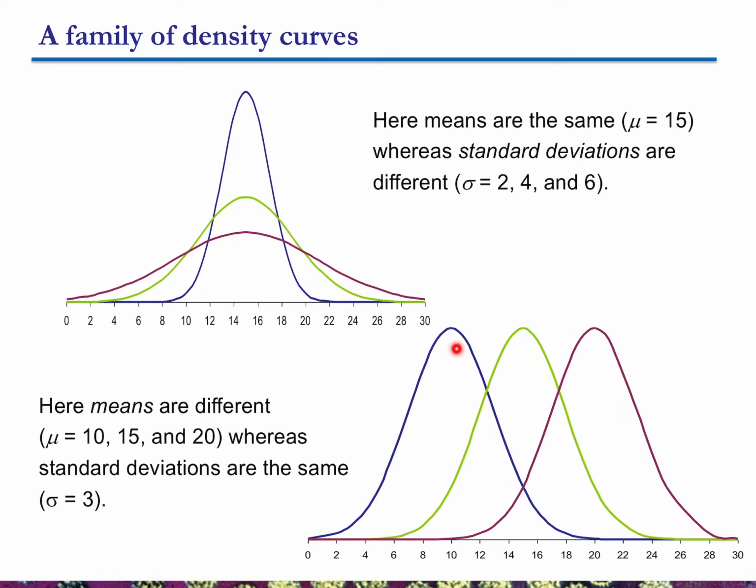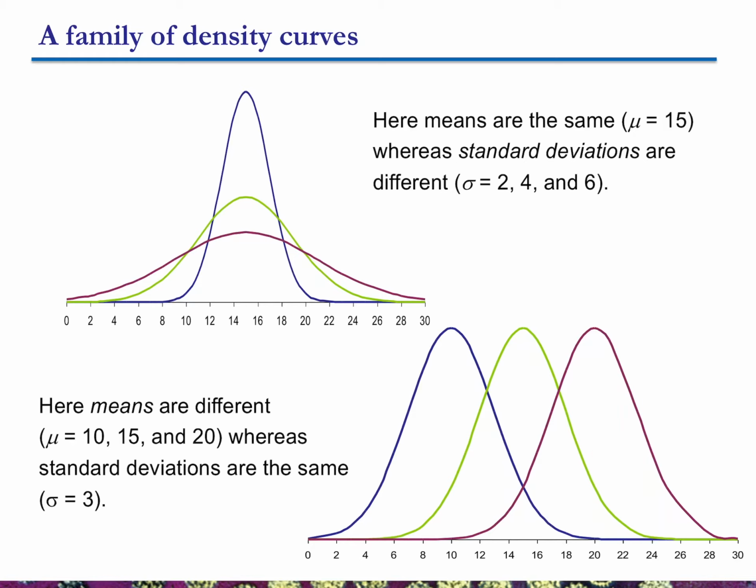Look down here. Here we have three curves. Notice they're all symmetrical. They're all the same shape. That's because they all have the same standard deviation of 3, but they're each located at a different average on that x-axis, averages of 10, 15, and 20. So this one's at 10, this one's at 15, and this one's at 20.